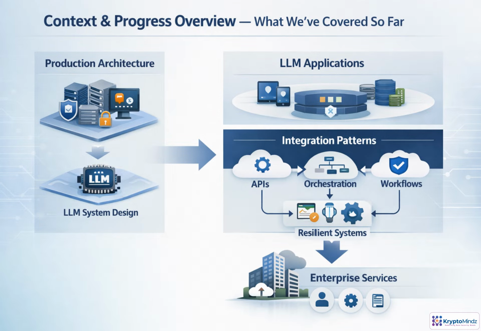We've already covered the foundations of production architecture: reliability, security, monitoring, cost, reference layers, and RAG data flow. From here, the focus shifts to integration. The goal is to make LLM capabilities available as enterprise services through governed APIs, orchestration, workflows, and resilient design patterns.